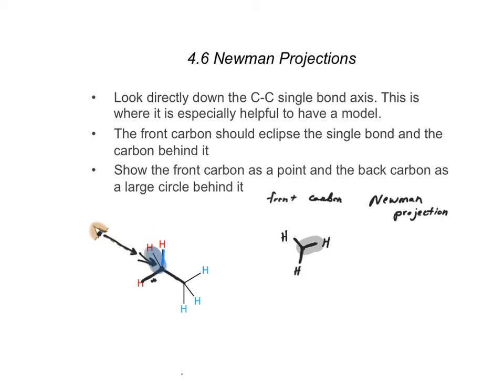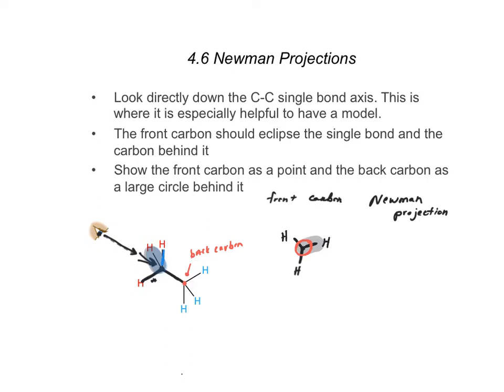So again, this is the front carbon that we're imagining. We're now going to project and imagine visualizing this through to this guy, which is what we call our back carbon. The way that we represent our back carbon in Newman projections is via a big circle, right? So we have our front carbon represented by that dot. That back carbon is something that we can't really see, but we represent it via a circle.